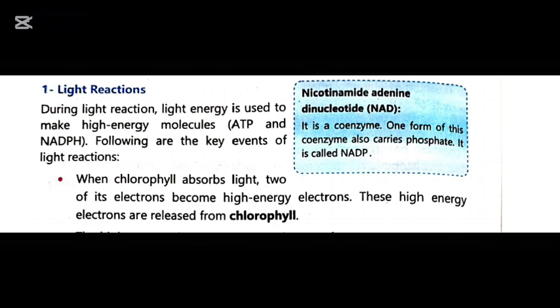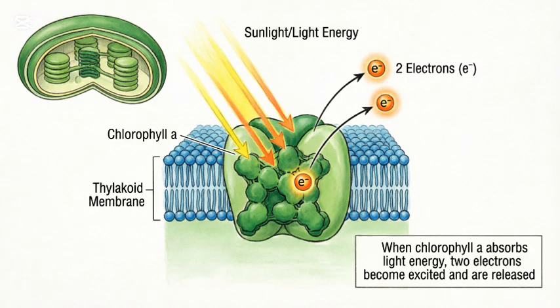Now we'll start our light reaction, and it is a sequential process of the following steps. The first one is that the chlorophyll molecule present in the thylakoid absorbs sunlight and its electrons become excited and are released from the chlorophyll. As you can see, in the thylakoid membrane the chlorophyll A molecule is embedded. As the chlorophyll absorbs sunlight, its electron becomes excited and is released from the chlorophyll A molecule.